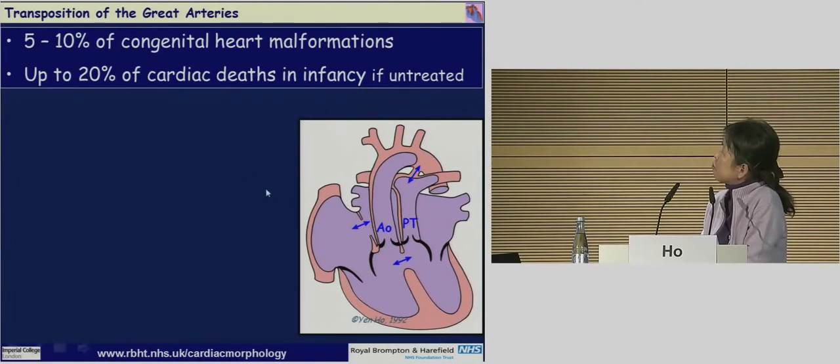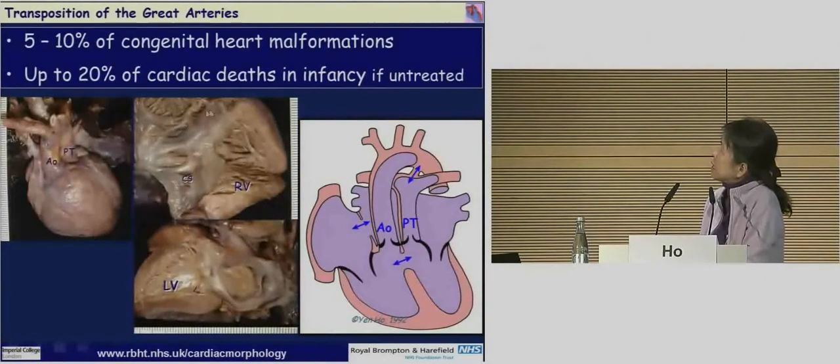I've put up here some figures, but probably not really true in this day and age, but up to 20% of cardiac death in infancy if untreated. And I'm happy to say that I no longer see these sorts of cases that come in the neonatal period to me in the morphology lab with intact ventricular septum and closure of the foramen ovale and ductus.